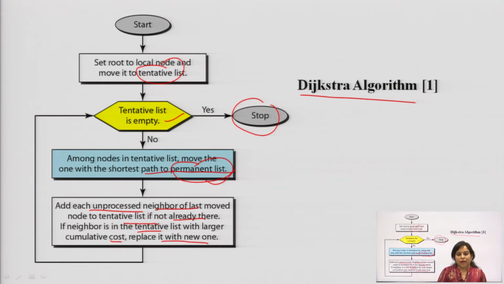So, whatever path we follow in a particular network, that has the shortest path, it has to be entered into the list as a permanent entry, and if it is not, then it has to be removed and replaced with the new one. Then it has to come back again to see whether the tentative list is empty or not. If it is empty, then we have to stop. So, this is the procedure that has to be followed in this type of algorithm.